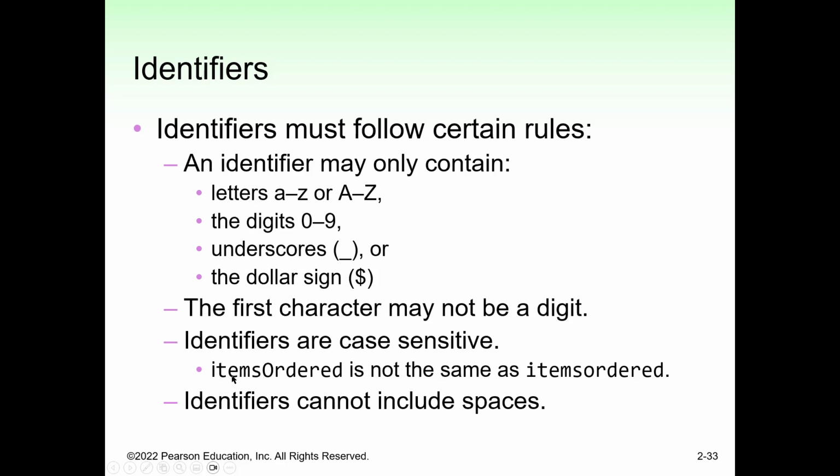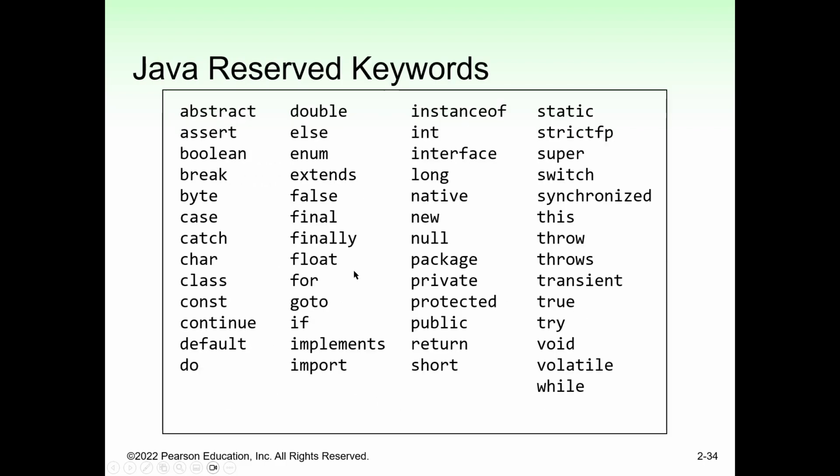As you can see here, itemsOrdered with an O being a 0 is not the same as itemsOrdered with an O being a lowercase o. In the same way, if this O wouldn't be a 0 but a capital O, it would still not be the same identifier as the one with the lowercase o. And of course, identifiers cannot have any spaces. Instead of spaces, I recommend that you use an underscore.